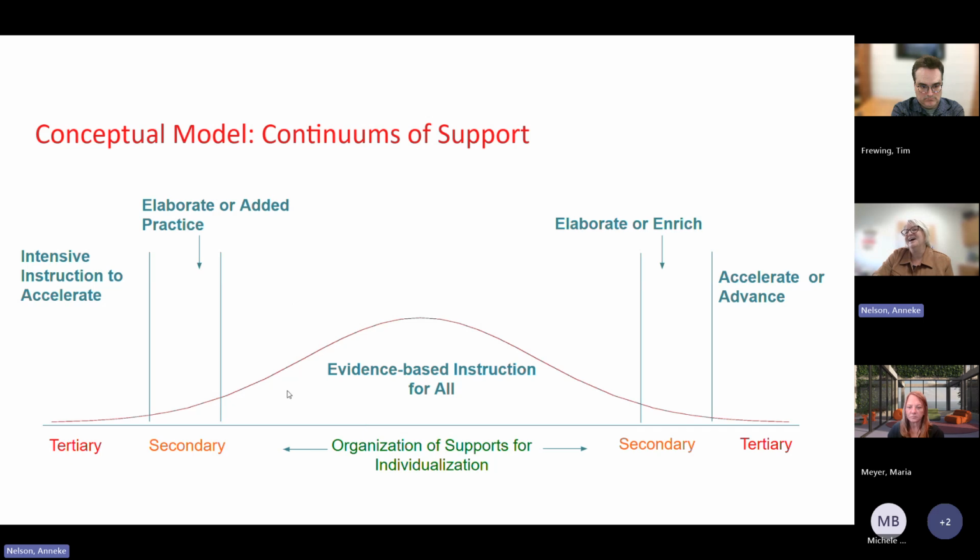On the other side, where we're doing intervention, we want supports that elaborate or add practice for those groups of students for whom evidence-based instruction is not working as well. We also need something intensive to accelerate students if they're not successful within either of those. So in thinking about our system, we want to ensure we have this continuum of supports for our students.